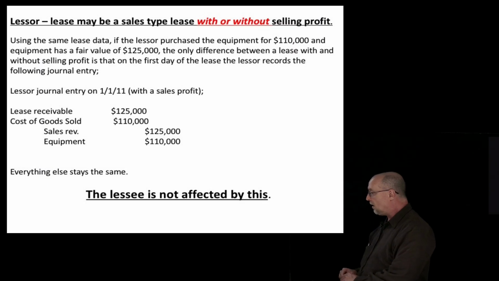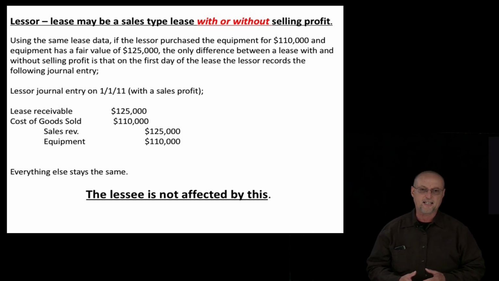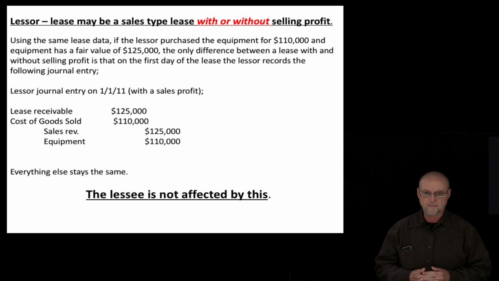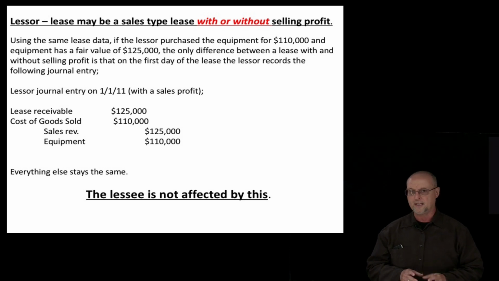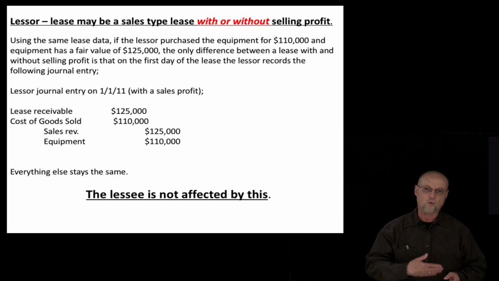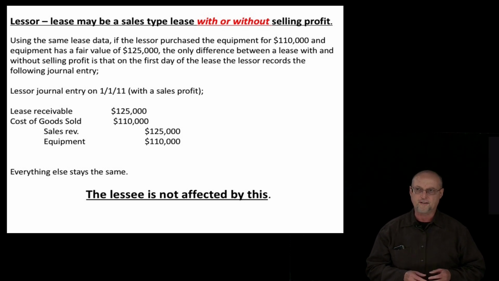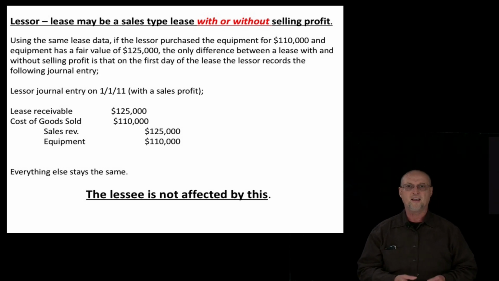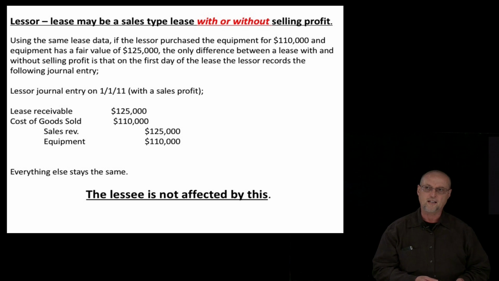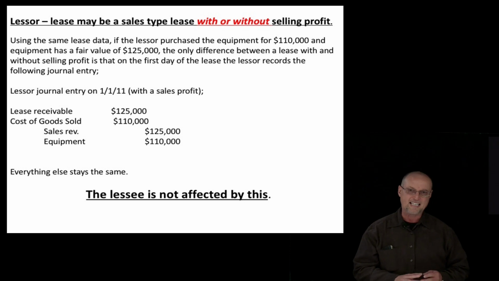Okay, so now we're going to look at the exact same lease, but this is when there is a selling or a sales profit included. Think of it this way. The lessor purchased the equipment from the equipment manufacturer for $110,000, and they would either sell it or lease it based on the fair value of $125,000. The difference between the cost and the fair value of the asset, which is the $15,000, that is going to be the profit. Okay, look at the journal entry that the lessor is going to record on January 1st, 2011, day 1 of the lease.